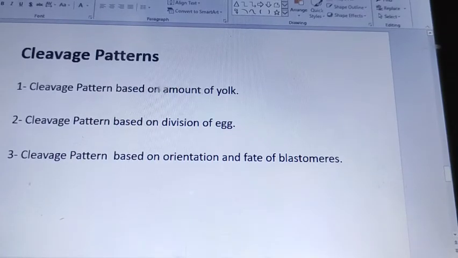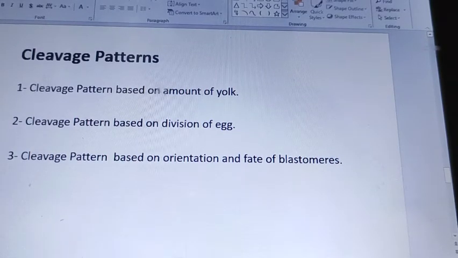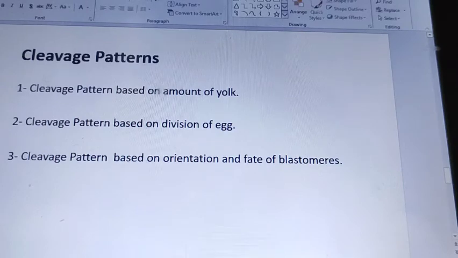Now we understand cleavage, blastomeres, and the number of cells produced after the second, fourth, and so on divisions. Now we have cleavage patterns. Different cleavage patterns are present in different organisms.